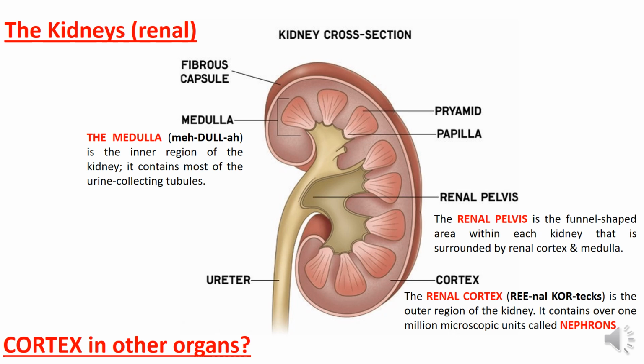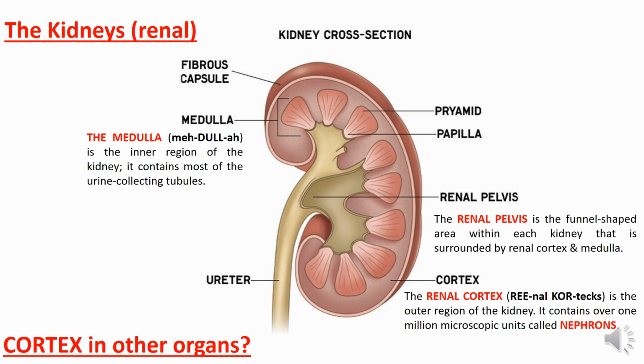Now we will deal with each part alone. First we deal with the kidneys, the uppermost part of the urinary tract. Anything related to the kidneys is called renal. The kidney is composed of a fibrous capsule, then the cortex, then the medulla, then the calyces. First, the cortex. The renal cortex is the outer region of the kidney.